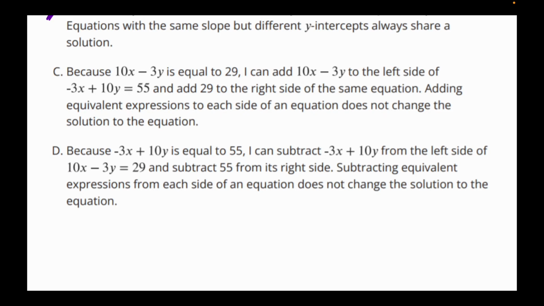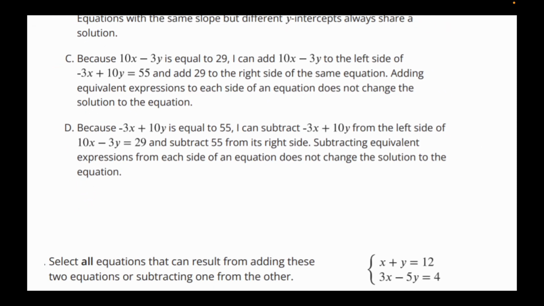So they said, because 10x minus 3y is equal to 29, I can add 10x minus 3y to the left side and add 29 to the right side of the same equation. And adding equivalent expressions does not change the solution to the equation. Well, they're right that adding equivalent expressions does not change the solution to the equation, but we didn't have adding here. We actually found that this was through subtraction. So we're going to choose the same part, same explanation, but using subtraction, which is D.